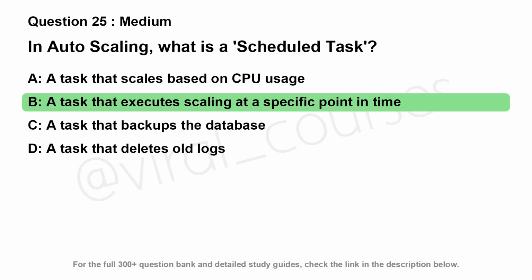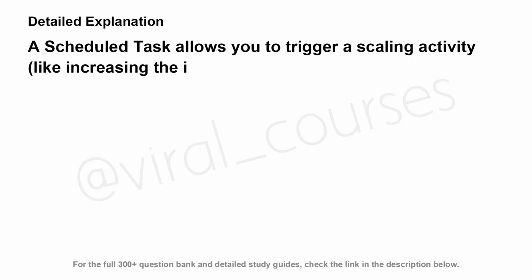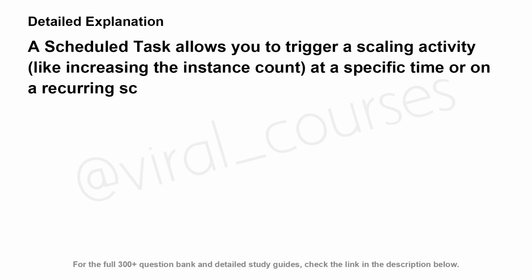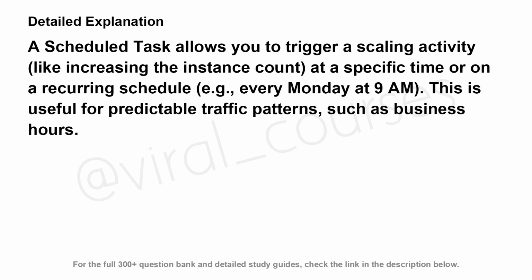The correct answer is B. A scheduled task allows you to trigger a scaling activity, like increasing the instance count, at a specific time or on a recurring schedule, e.g., every Monday at 9 a.m. This is useful for predictable traffic patterns, such as business hours.